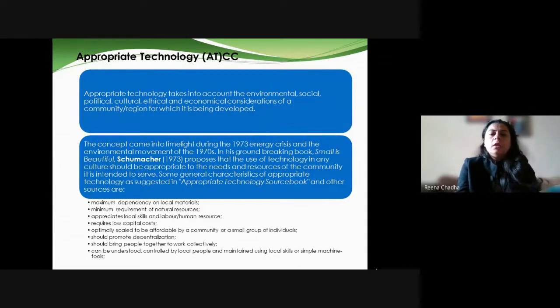So there should be maximum dependency on local material if you have appropriate technology, and minimum requirement of natural resources. Then you should appreciate local skills. People who are sitting around you should be made a part of your project so that it can be appreciated and enhanced through their skills. Then it should be optimally scaled to be affordable for the community. If it is not affordable by the community, then it is not an appropriate technology. And decentralization should definitely be promoted, because it gives you an optimal scale, and people can be brought together to work collectively, and it can be controlled by local people.